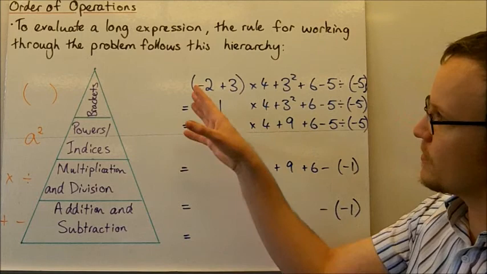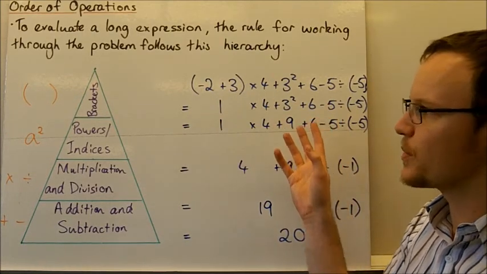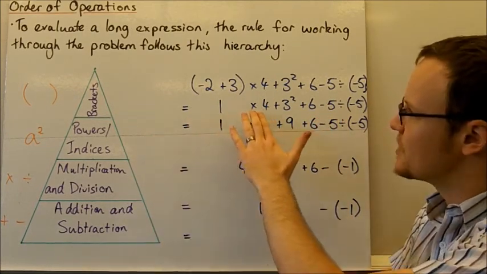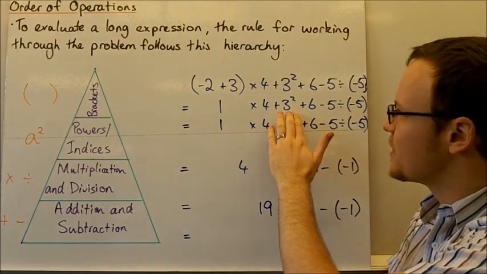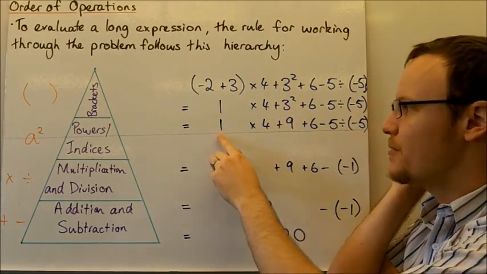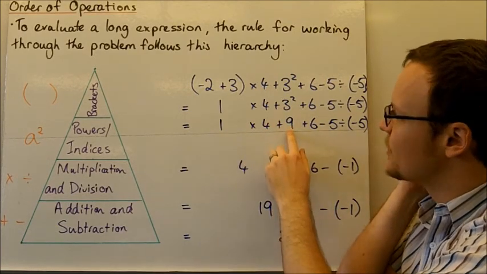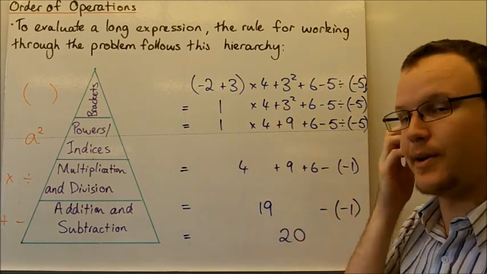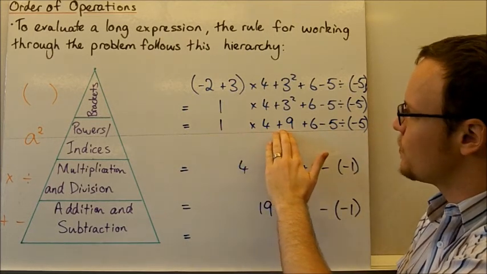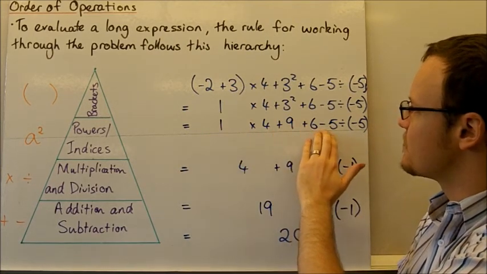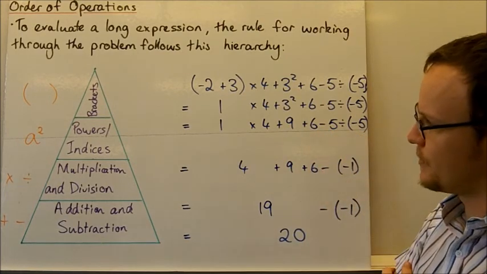We don't have any other brackets that we can work with, so we look for any powers or indices. We can see there's one square number here, 3 squared. We know the answer to that is 9, so we evaluate that on the next line. That's the only thing that's changed. So we've got 1 times 4 plus 9 plus 6 minus 5 divided by -5.